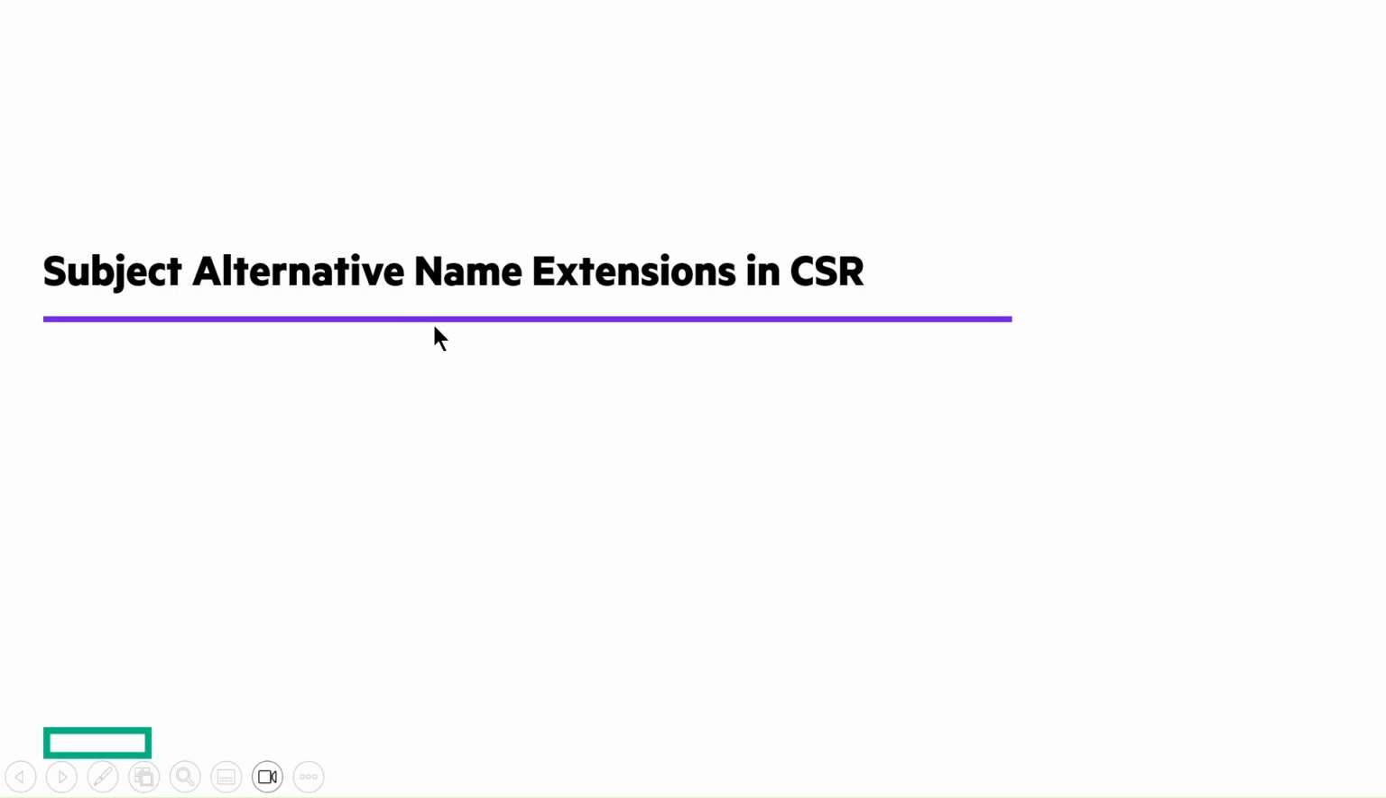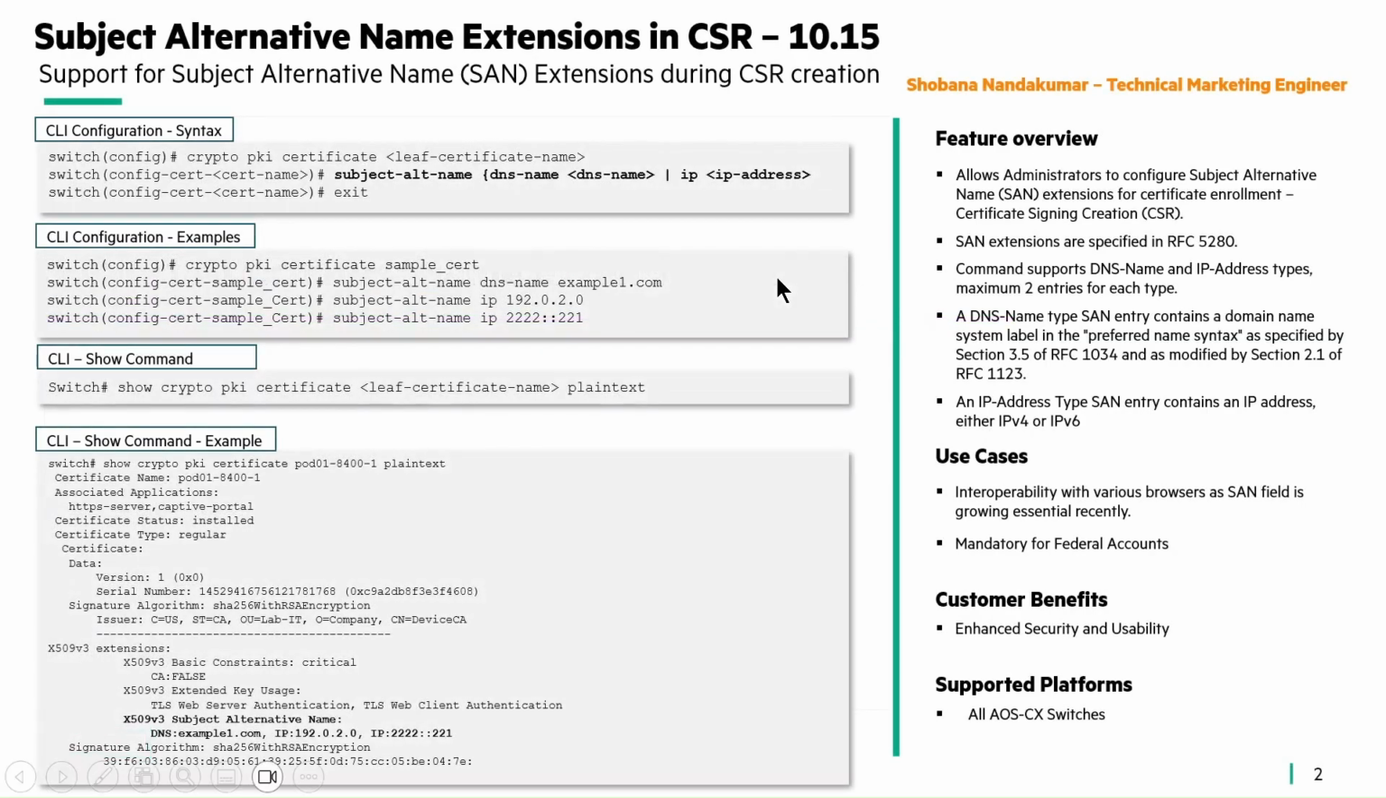Subject alternative name extensions in CSR. Support for subject alternative name extensions during the CSR, that is certificate signing request creation. As everyone is aware, subject alternative name, or SAN field, is a systematic approach to specify all the domain names and the IP addresses that are protected by the certificate.